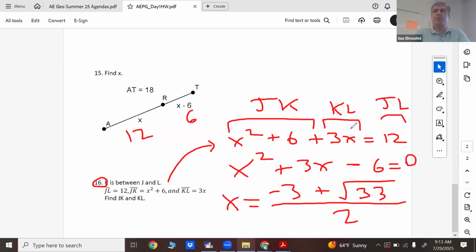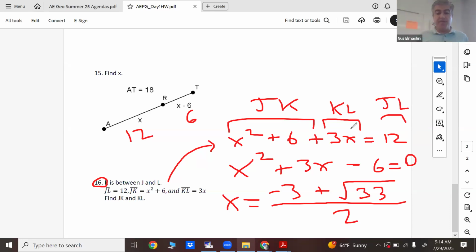Between what two whole numbers would root 33 be located on a number line? What's root 25? What's root 36? So it's between 5 and 6, right? Exactly. I don't know if it's 5.5 or 5.7, I have no clue. But what I do know is if I add it to -3, I still get a positive numerator. Divided by 2 is still a positive value. So that's the only one I could go with.